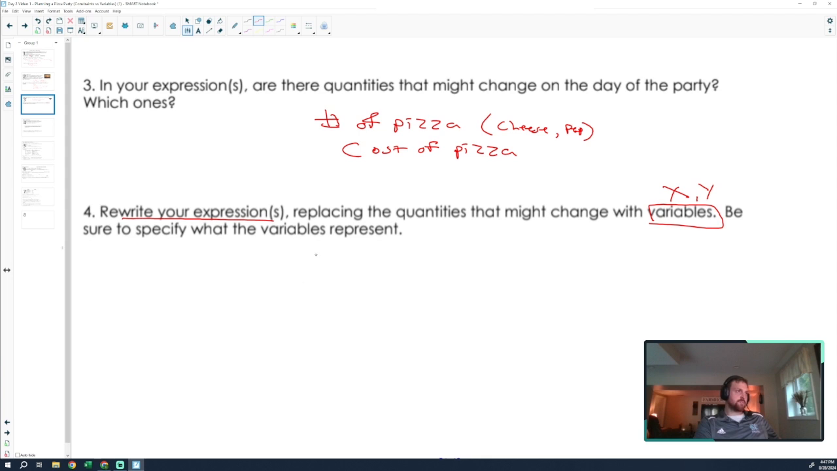So let's let P be the number of pepperoni pizzas. Let's let C be the number of cheese pizzas. And let's say the cost for a pepperoni, we figure that out to be $5. Let's say the cost of cheese we figured out to be $4.